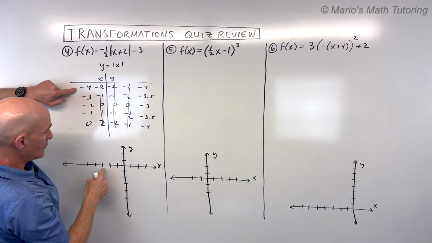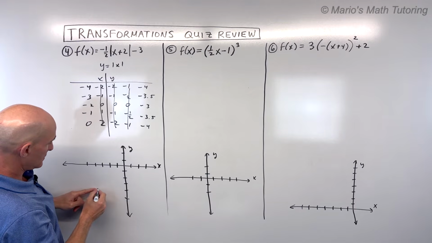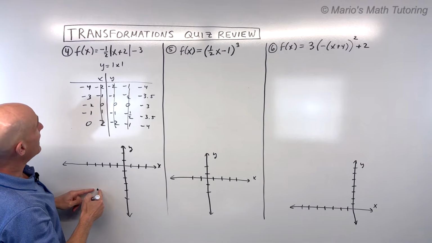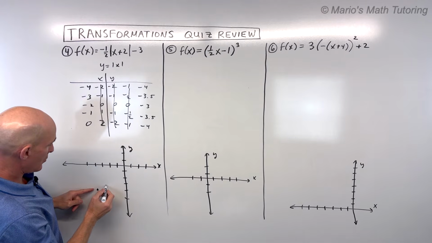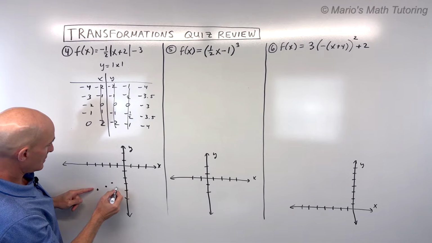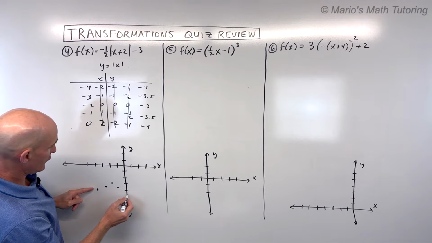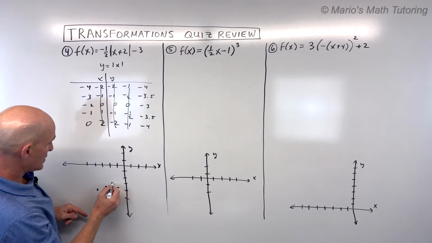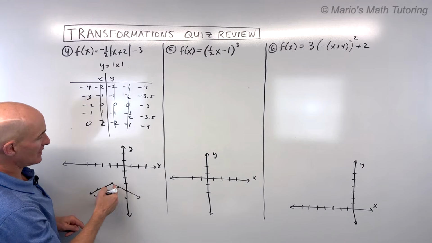So -4 would put us right about here. And -3, -3.5 would put us right about here. -2, -3 puts us right about here. And then of course it's symmetric. And 0, -4 would be right about here. Okay, so there's your absolute value graph. And you got it.